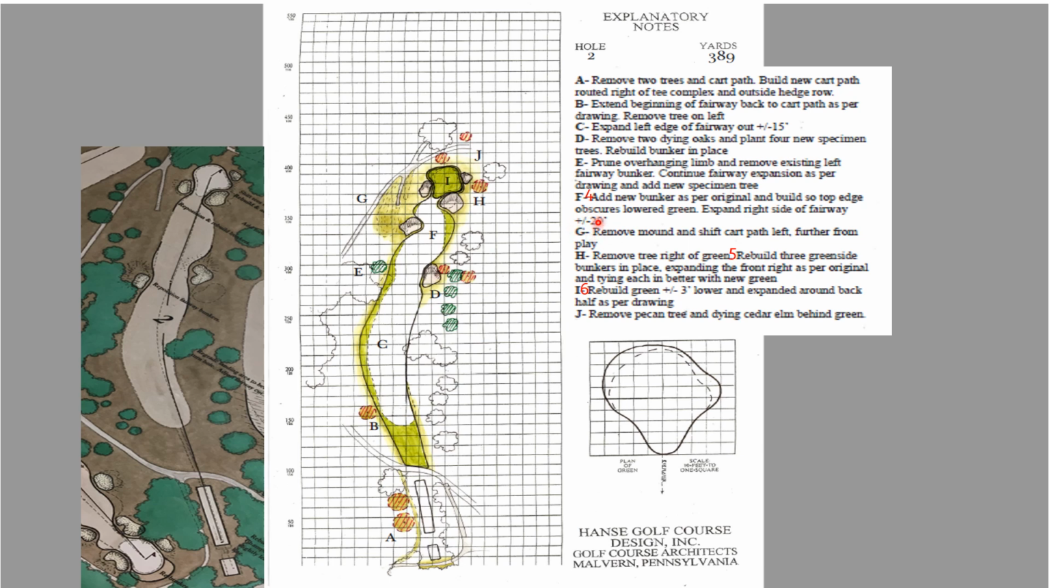Remove mound and shift cart path left. The mound part could have been considered a historical reference, but I didn't. Remove tree right of green and rebuild 3 green side bunkers in place, expanding the right as per original and tying each in better with the new green. So green shapes a little bit more like the original, expands a little bit more and is more of a square shaped green. These bunker placements are a little bit more like the original.